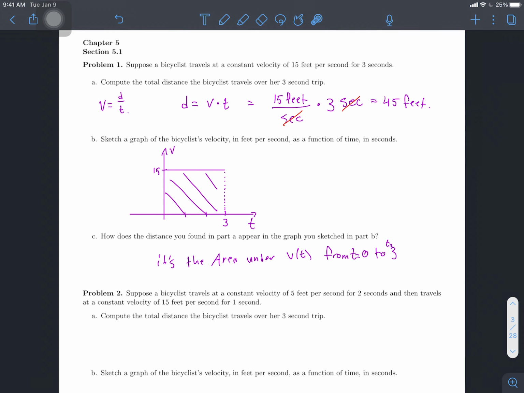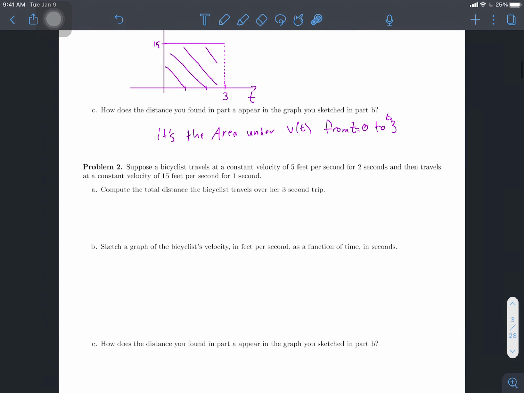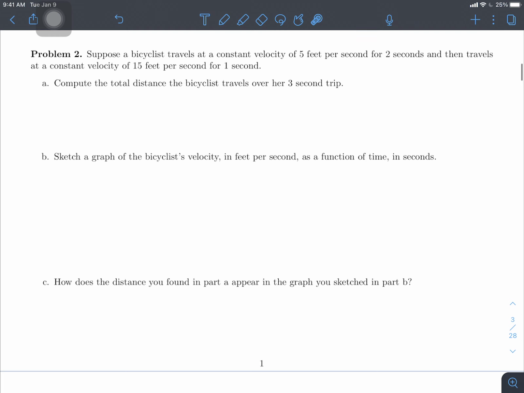Okay, I'll do one more slightly complicated one. We'll do it together, and then there will be a third, even more complicated one that I'm going to set you loose in groups for. Okay, so suppose a cyclist, we're going to change the way that they're doing the trip.